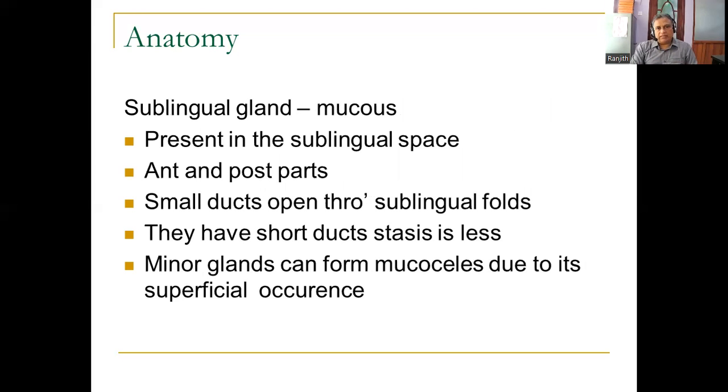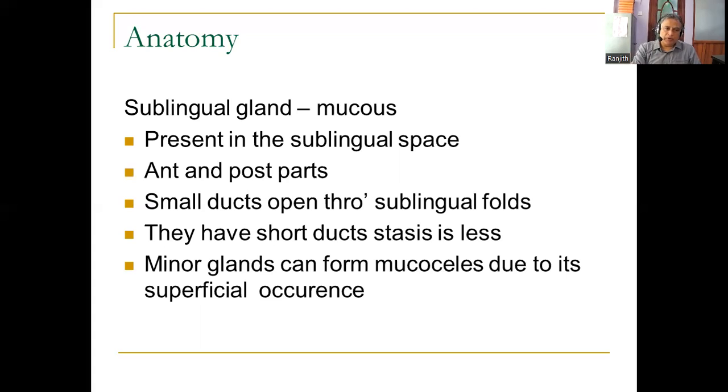Now, the sublingual gland. Like I said, it is a mucosalivary gland. It is present in the sublingual space. It has an anterior and posterior part. The ducts are made up of not one single duct, but small multiple ducts that open through the sublingual folds. They have short ducts and stasis is less. So because it has short ducts and doesn't have a long tortuous course, the chances of saliva pooling or stasis are much less.